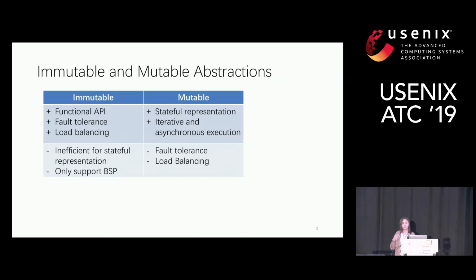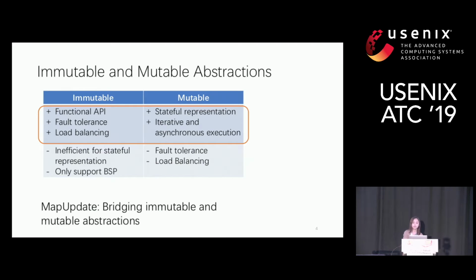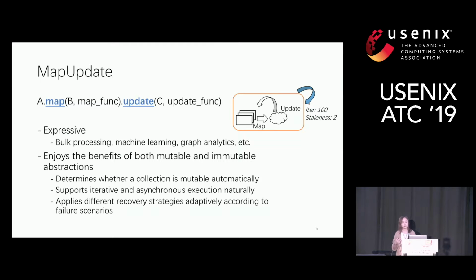We find that existing systems either adopt the immutable or mutable data abstraction and do not enjoy the benefits of both worlds. This motivates us to propose a new programming model called map update. This is a programming model with a similar syntax to MapReduce, but it supports mutation on data collections. Programs written in map update allow the system to determine automatically the mutability of a data collection.